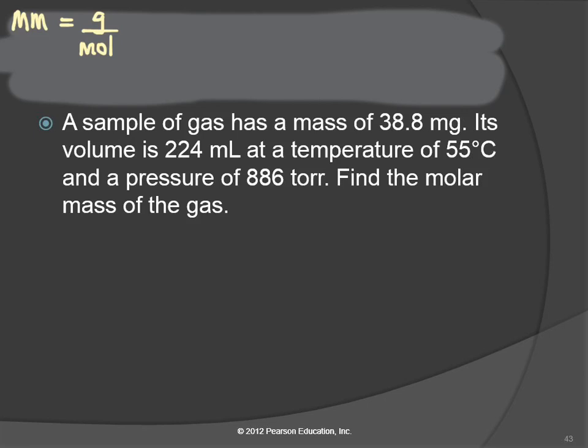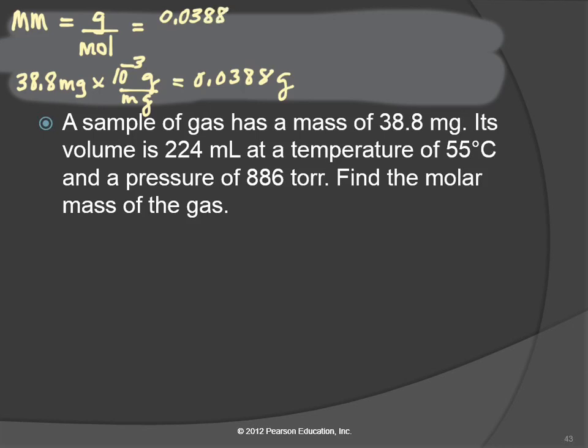Well, what are they giving us here? They gave us the mass. It's not in grams, but we could convert it, couldn't we? 38.8 milligrams, and we want milligrams on the bottom and grams on the top, and milli means 10 to the minus 3. So this is 0.0388 grams. So the molar mass is the number of grams divided by the number of moles.